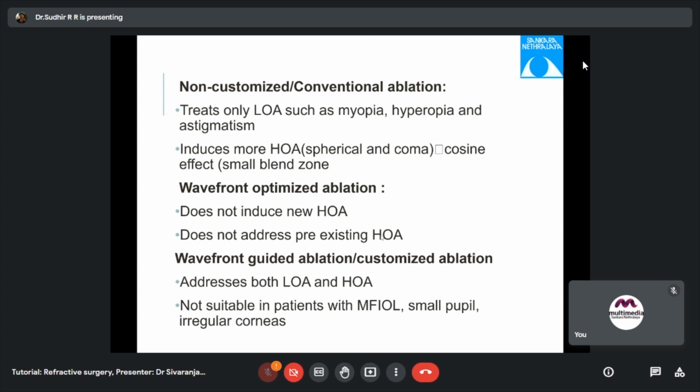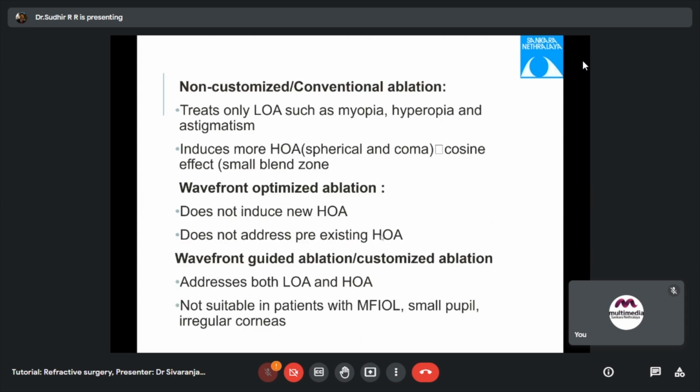Then, very quickly, we can look into the types of ablations. There are conventional ablation procedures, wavefront optimized, and wavefront guided ablations. In conventional ablation, it treats only the lower order aberrations such as myopia, hyperopia, and astigmatism. It may induce more higher order aberrations like spherical aberrations and coma aberrations. Wavefront optimized ablation does not induce new higher order aberrations. It does not address pre-existing higher order aberrations. Wavefront guided or customized ablation addresses both lower order and higher order aberrations. It is not suitable for patients with multifocal IOL, small pupil, and irregular corneas.